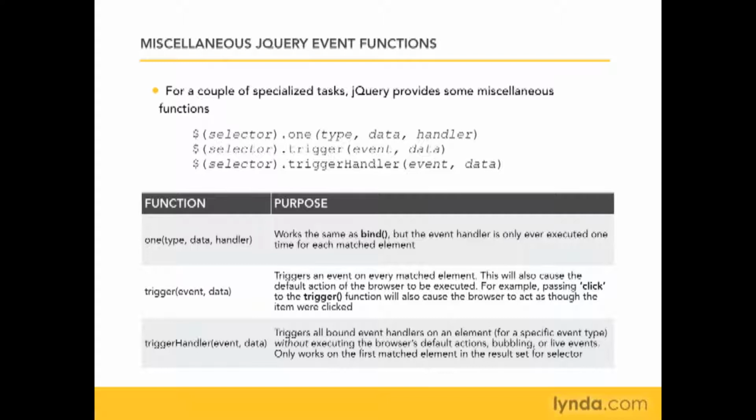The other two functions, trigger and triggerHandler, are ways of essentially triggering events from within code without having to wait for the user. The difference here is that the trigger function will trigger an event on each one of the matched elements that come back from this selector, and it will also cause the browser to act as though the user caused the event to happen. So for example, if you trigger the click event on a link, then not only will the event fire off from within your code, but the browser will act as though the item were clicked on.